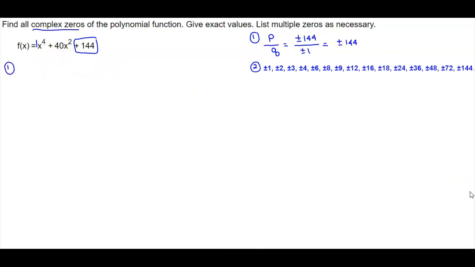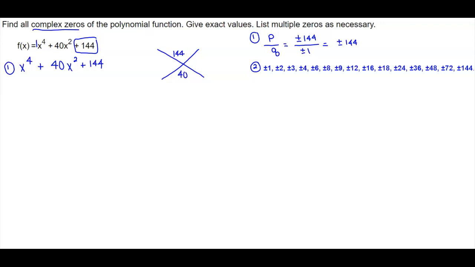So what we're going to do is we're going to take a look at this function x to the fourth plus 40x squared plus 144. So we're going to see if we can factor this, because this is actually a quadratic equation. So what this means is it's in quadratic form actually. So we have 144 and the value of b is 40.